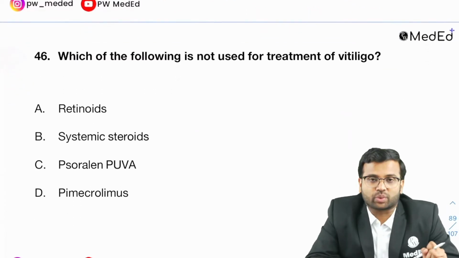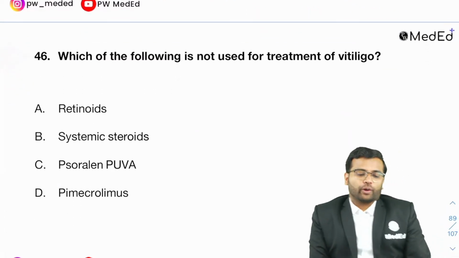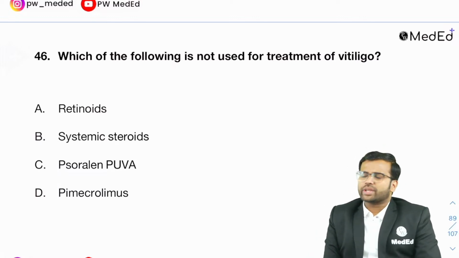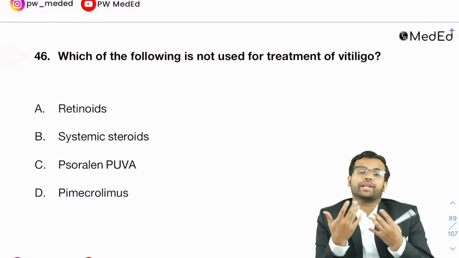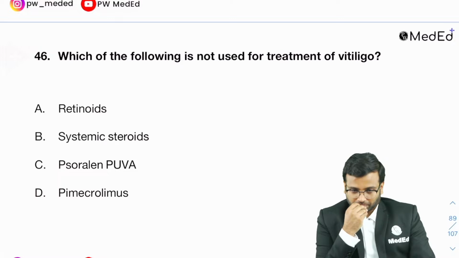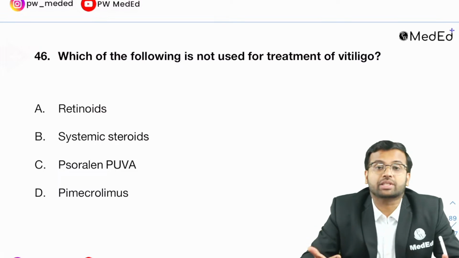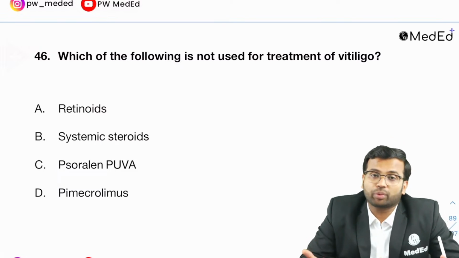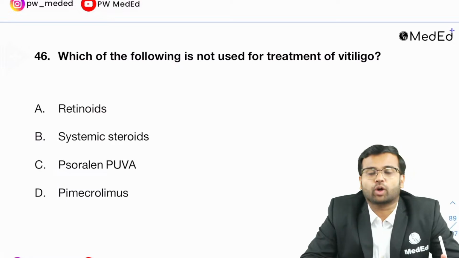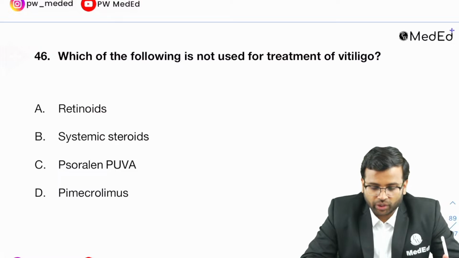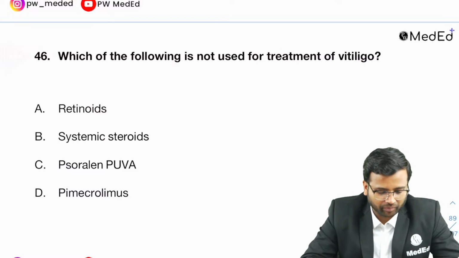So let's move to the next question now. Which of the following is not used for the treatment of vitiligo? So the question is about vitiligo. They have tested you regarding the treatment part. What is the answer? Options are retinoids, systemic steroids, psoralen PUVA, and pimecrolimus. What is the right answer here? So in vitiligo, C may not be the right answer. No, something else.